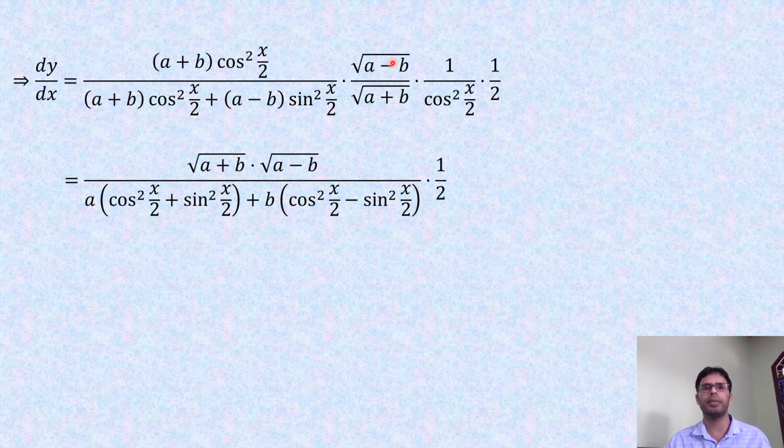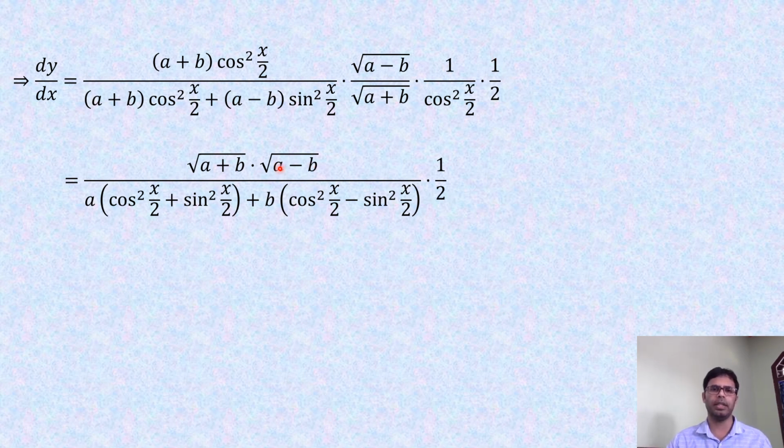This is root over a plus b, this is root over a minus b, and after completion of the product, a cos square x by 2 and here a sin square x by 2, taking a common, so cos square x by 2 plus sin square x by 2, then plus here b cos square x by 2, and this is minus b sin square x by 2, so b is common, so it is cos square x by 2 minus sin square x by 2, and half is already there.